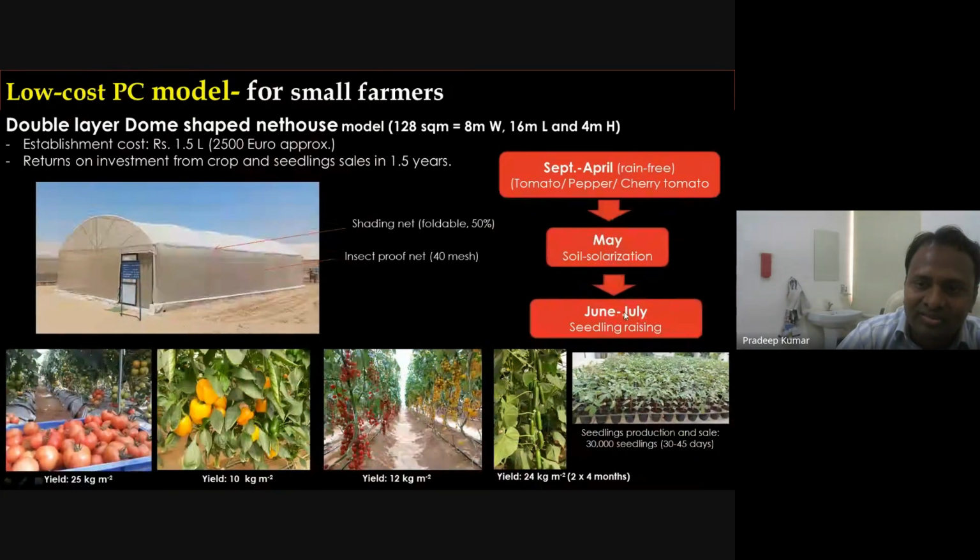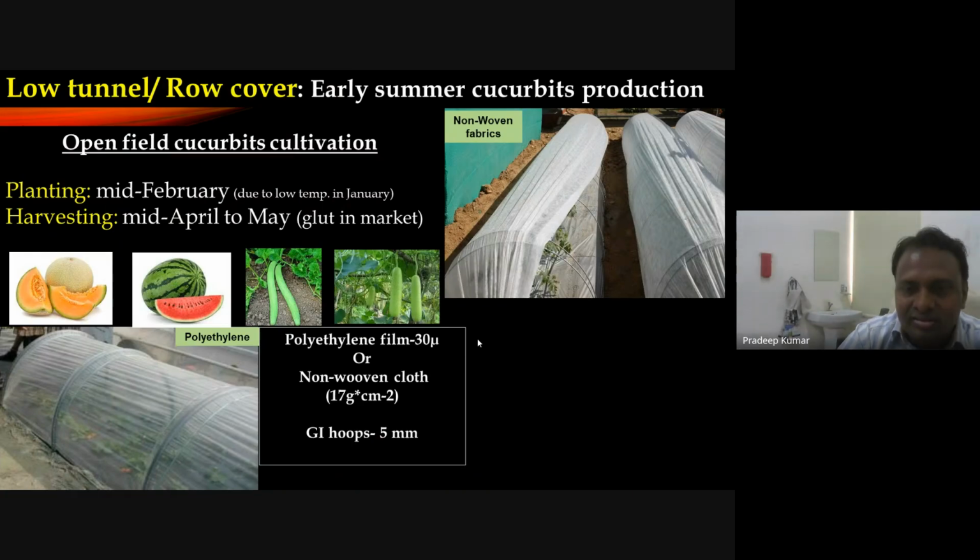Farmers struggle to get good quality seedlings. So if someone follows this practice, there is an ROI within 1.5 years, and this supports a small farmer's family, providing 12 to 13,000 rupees per month by investing only 1 to 2 hours a day on these crops, if the plants are sold locally. So this is all low tunnel, low cover.